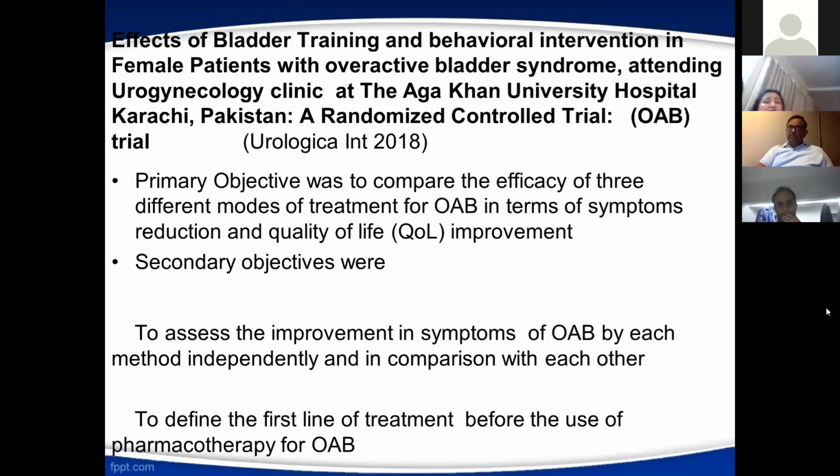So this is my own study, and we had this overactive bladder trial back in 2014. It was published in 2018. This is the effect of bladder training and behavioral intervention in female patients with overactive bladder syndrome. We were lucky to have 3 arms of study, arm A, B, and C. The A arm included those who only received good bladder habits and behavioral intervention. Group B, 50 patients in each, received pelvic floor muscle training at home, which was taught in my own clinic, and then later they were asked to practice at home.